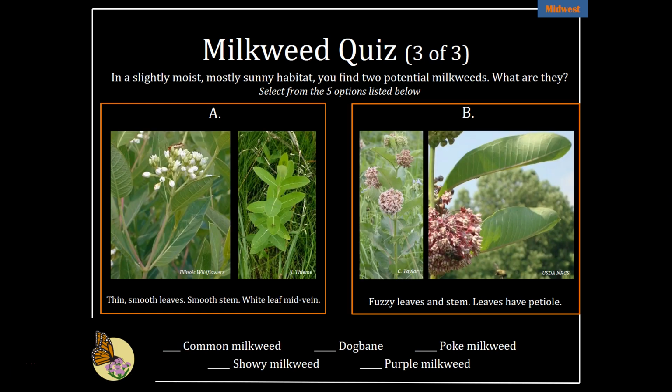Here, in a slightly moist, mostly sunny habitat, you find 2 potential milkweeds. What are they? Press pause to give yourself some more time. The plant in box A is dogbane, and the plant in box B is common milkweed.